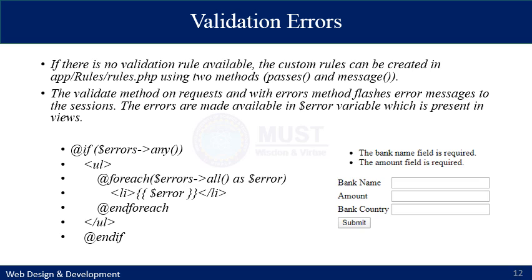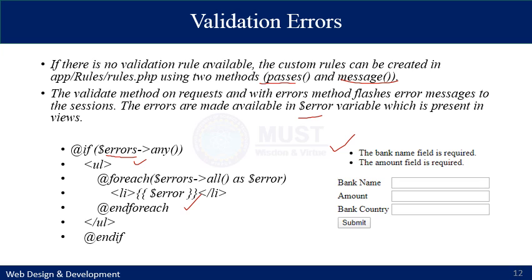If there is no validation rule available, custom rules can be created in app/Rules using two methods, and the methods are passes and message. The validate method on the request flashes error messages to the session variable. So whenever the session is active, you can access those messages. The error messages are available in the $errors variable, which is present in the views. You can check if $errors has any messages, then loop over these messages and display each error, as described in this example.